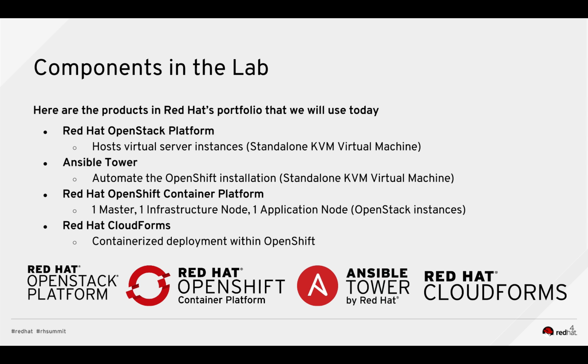The reason for this is that it's going to provide the servers that OpenShift will then be installed on top of. We did have a standalone KVM virtual machine, which represented a Red Hat OpenStack Platform instance. It wasn't all-in-one. The purpose of it was just to stand up instances or servers for OpenShift to be installed on, and that work is actually done by Ansible Tower. So what you'll see in this lab is that all of the prerequisites for OpenShift to be installed are automated through Ansible playbooks and orchestrated through Tower.